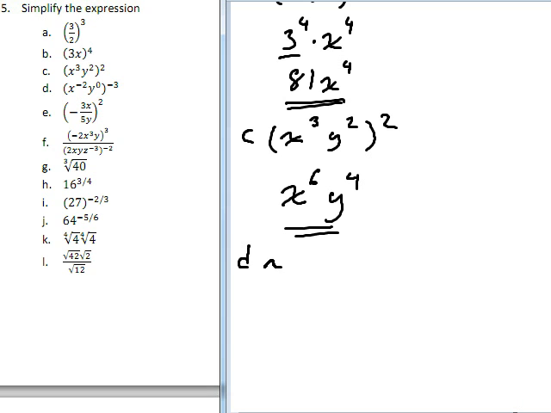When we get to D, we have x to the minus 2, y to the 0, all to the minus 3. We're going to do the same thing again. Minus 2 times minus 3 is going to give us x to the 6. Y to the 0 times minus 3 is going to be 0. So we're going to end up with x to the 6, y to the 0 as our answer in this particular case.